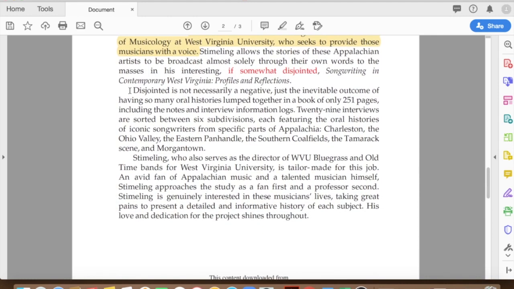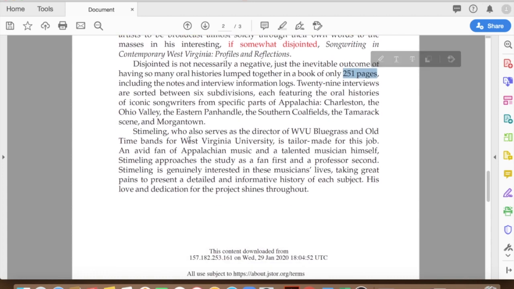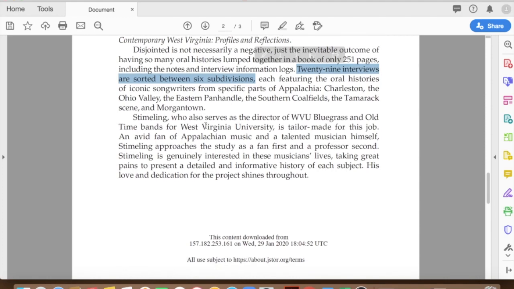And he goes on to elaborate. He says that disjointed isn't necessarily a negative thing. It's the inevitable outcome of how much content is in this book. So he's giving us, as readers, a really good sense of what the book is, its oral histories, about how long it is, and what's in it, notes and interview information logs. He goes on to elaborate, again, 29 interviews sorted between 6 subdivisions. He tells us how the book is organized.